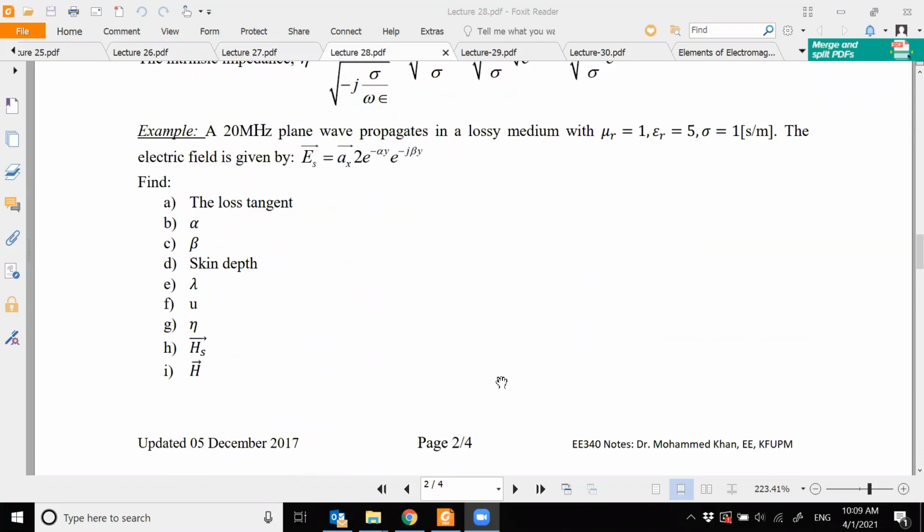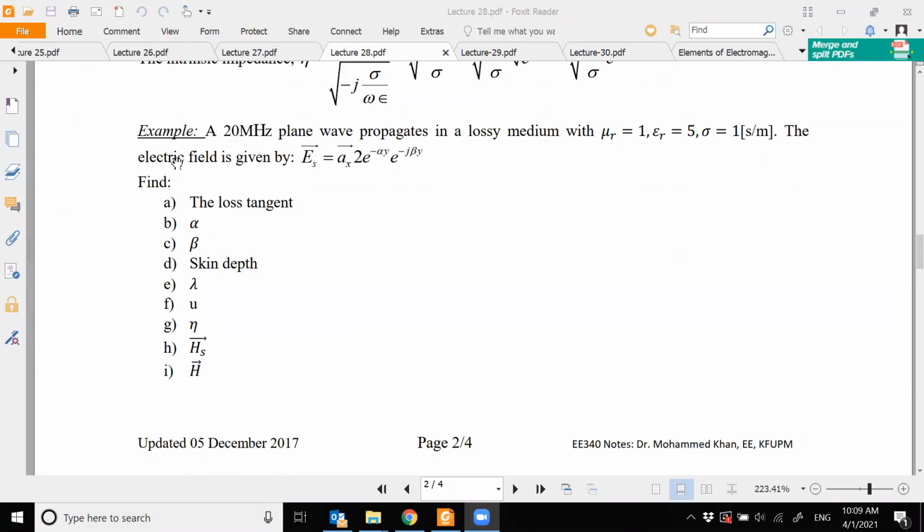So now let's take an example. Here you have an electromagnetic wave which is propagating, and this is its frequency, and these are the characteristics of the medium. It is non-magnetic, mu r is 1. This is the relative permittivity, or the dielectric constant, and this is the conductivity of the material.